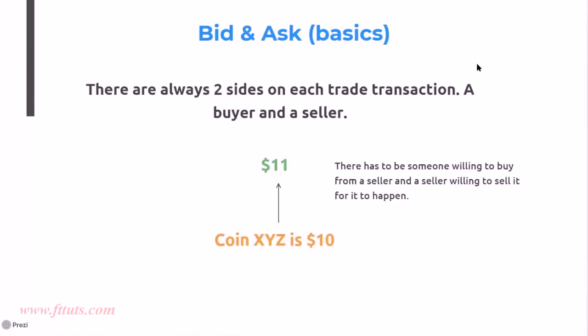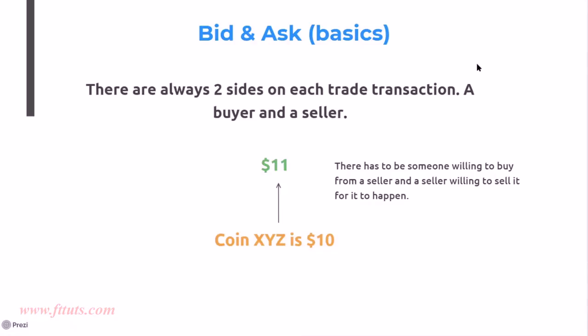Next thing we're going to talk about is bid and ask. So buyers and sellers. This is going to be the basics, and then we're going to look at it in a little more detail later on in the course. But there are always two sides to a trade and a transaction, a buyer and a seller.